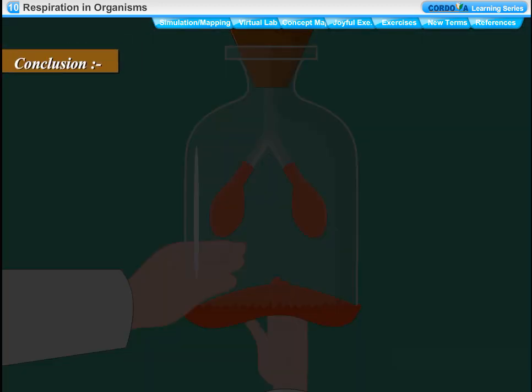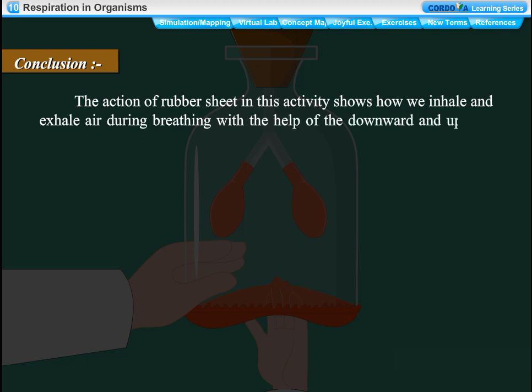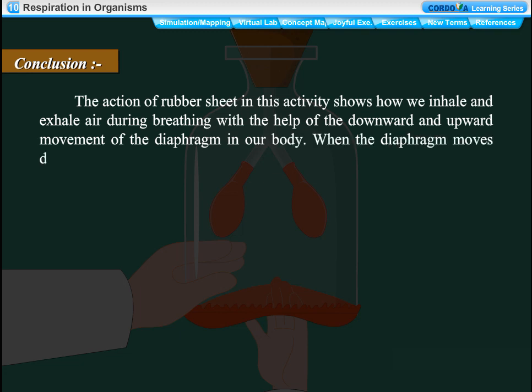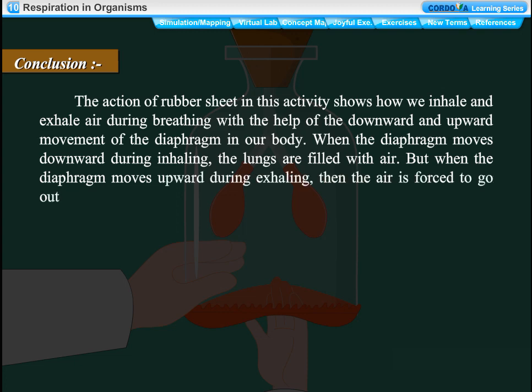Conclusions: the action of rubber sheet in this activity shows how we inhale and exhale air during breathing with the help of the downward and upward movement of the diaphragm in our body. When the diaphragm moves downward during inhaling, the lungs are filled with air, but when the diaphragm moves upward during exhaling, then the air is forced to go out of the lungs.